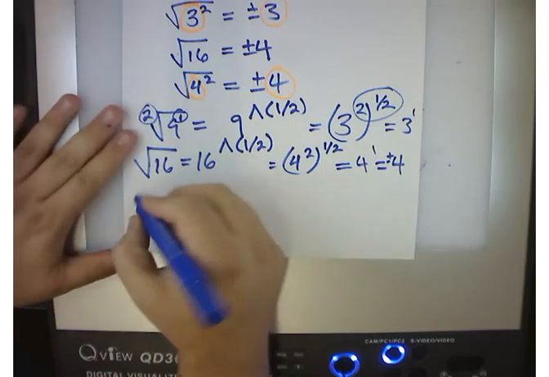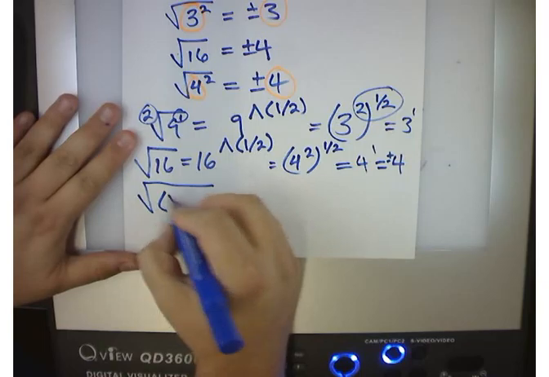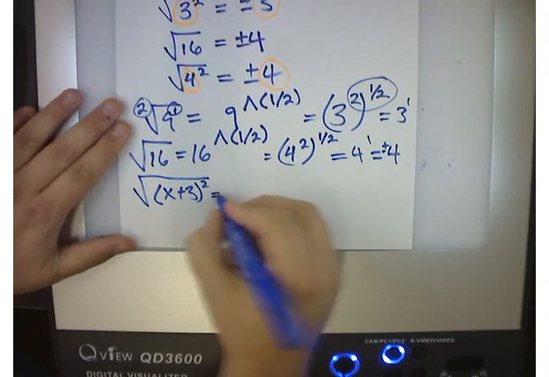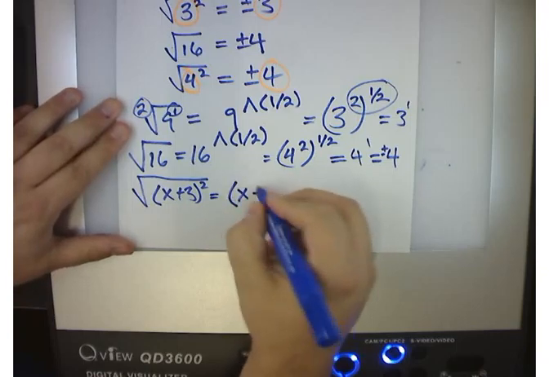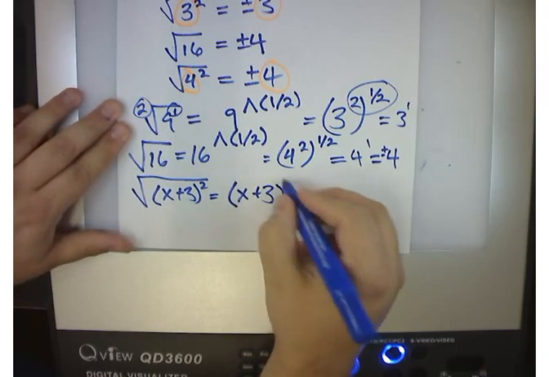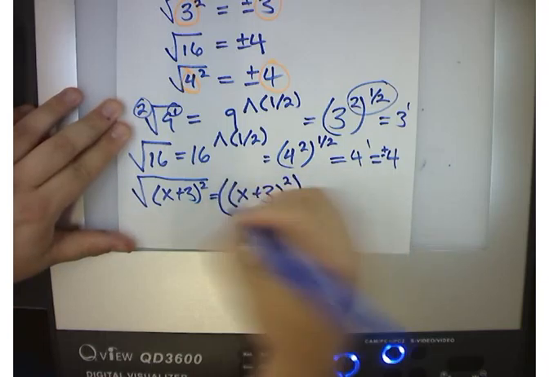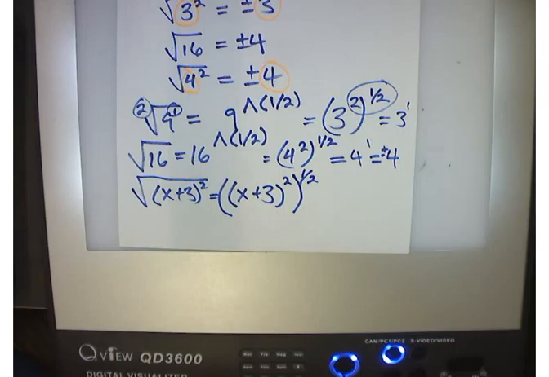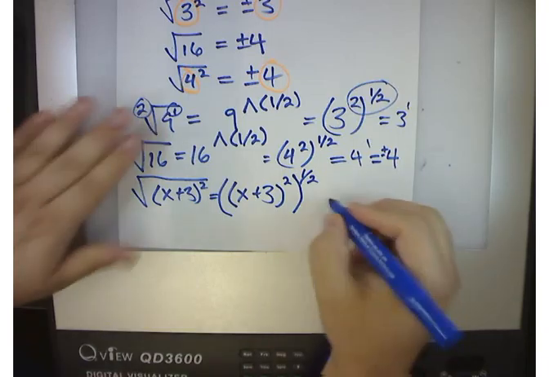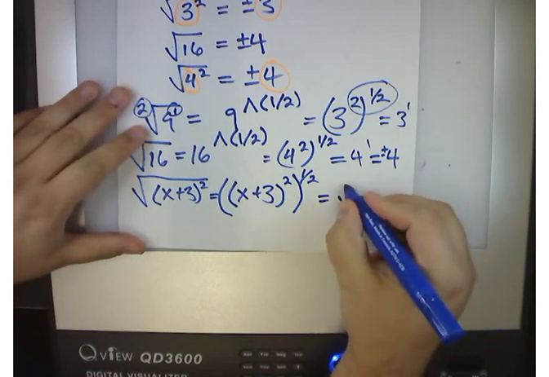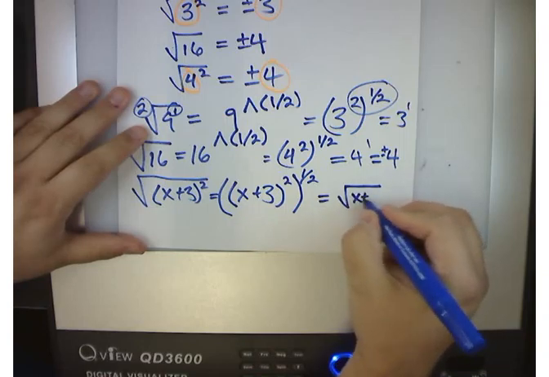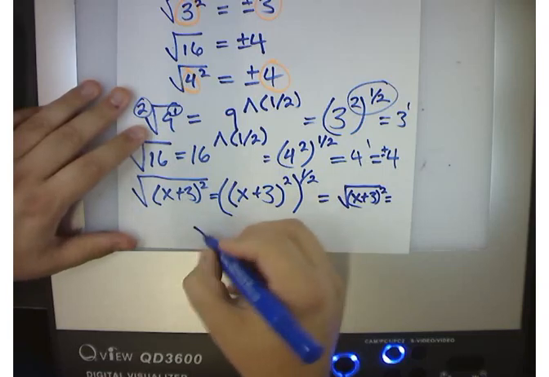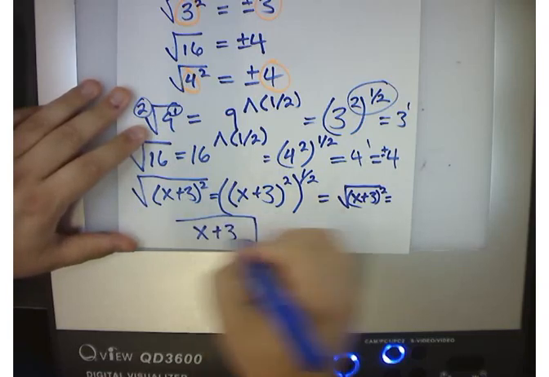Now, if I say the square root of x plus 3 squared, I'm really saying x plus 3 squared raised to the 1/2. Well, what's 1/2 of 2? 1. So this is actually equal to x plus 3. So we're just left with the base.